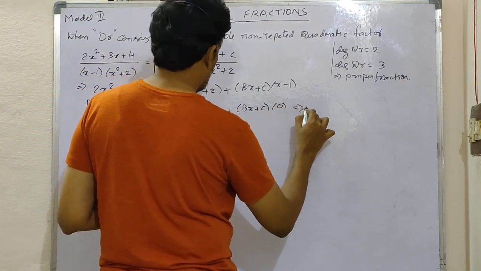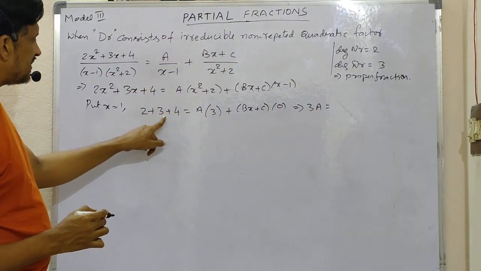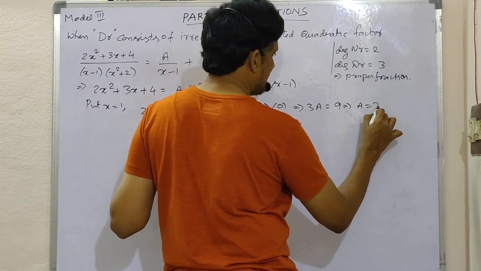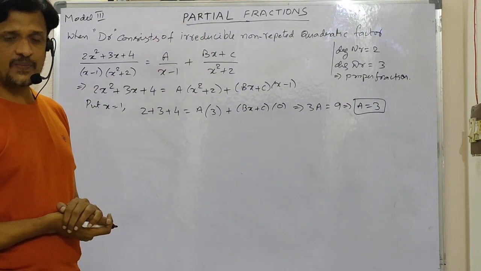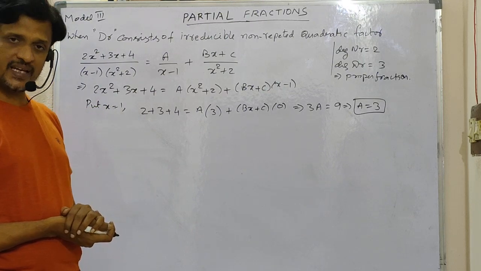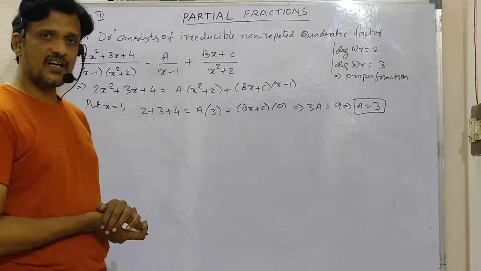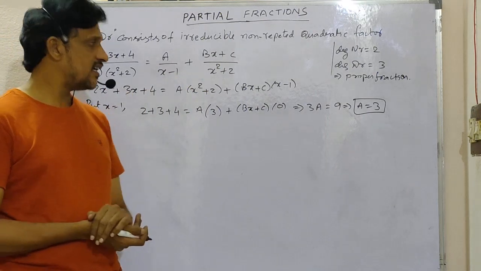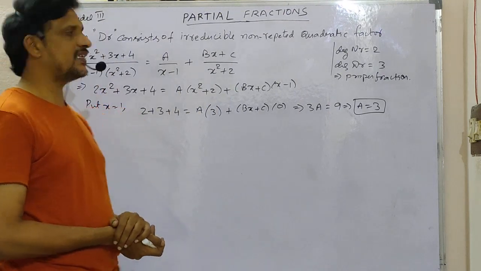So 3A = 4 + 3 + 2, that is 9. This gives the value of A as 3. Since the second term has the factor x − 1, we can substitute x = 1 to eliminate both B and C at a time. Then you get the value of A, that is 3. Now the remaining we cannot find like this, because x² + 2 = 0 gives x² = −2, which is imaginary. So by equating the coefficients of like powers of x on either side, you can calculate the remaining.